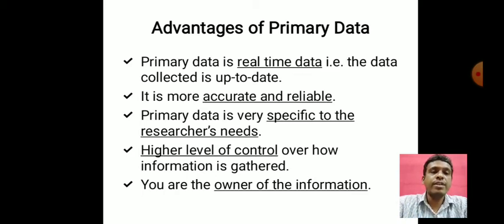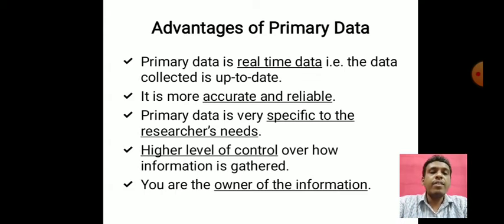Since you yourself are collecting the data, you will try to get accurate data from the market. There won't be situations like someone else has got the data and you don't know how he got it. So there can be inaccuracy in secondary data. That disadvantage of secondary data is overcome when you take primary data. You will take all the care so that the data is very accurate, and hence it becomes very reliable to be used in your research.